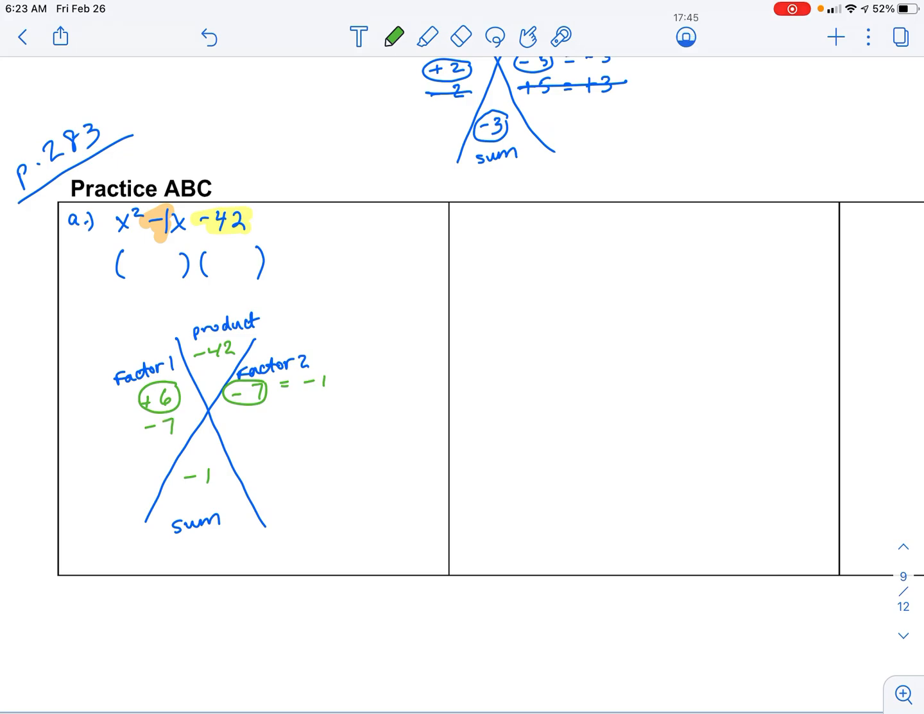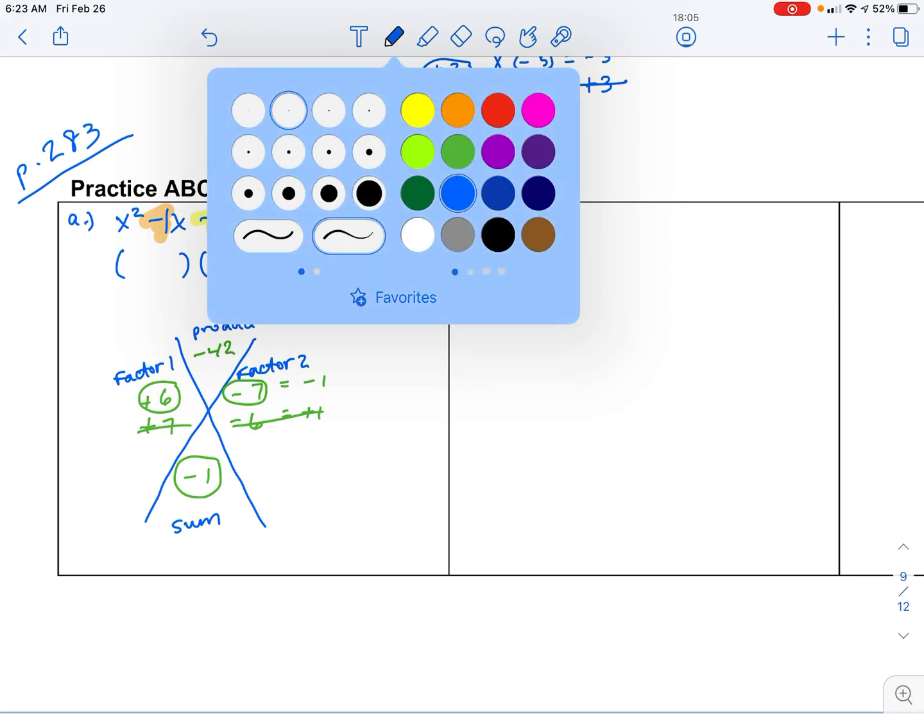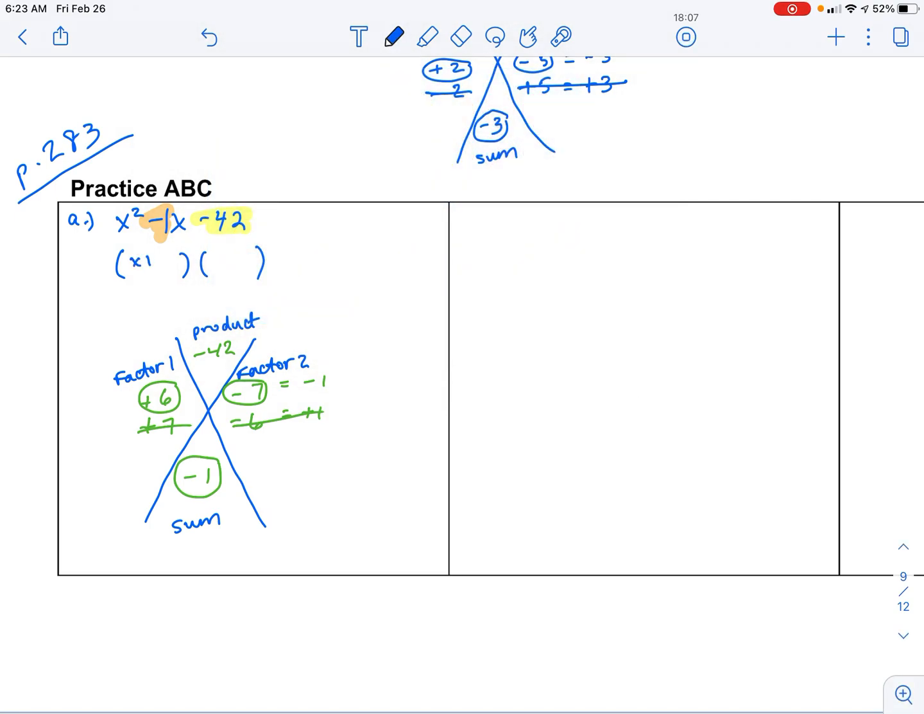But let me just show you why it's not this way. Positive 7 times a negative 6 does give me negative 42, but it gives me a positive 1 when I add those together, and I'm looking for a negative 1. So that pair does not work. So we have found the pair right away. So we're going to have x plus 6 and x minus 7.